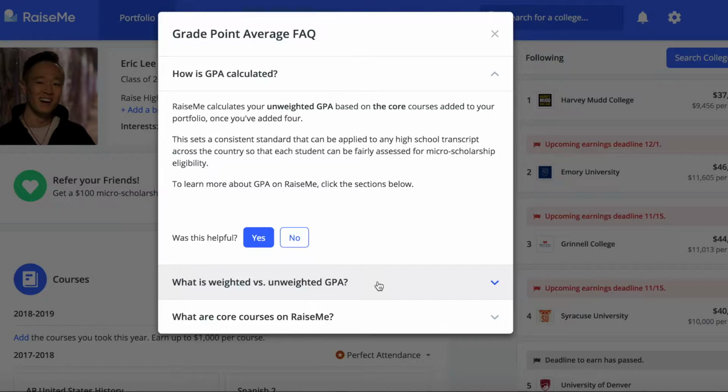So on your RaiseMe account, every time that you're adding new courses, we're taking those into account to determine what your GPA is. We calculate an unweighted GPA, and we only use core courses. So first of all, what is unweighted versus weighted GPA?